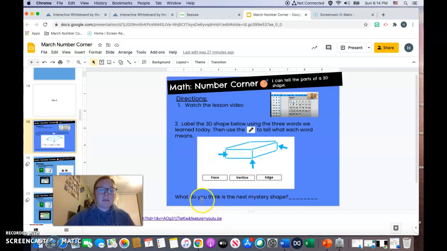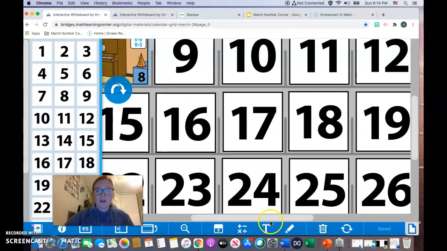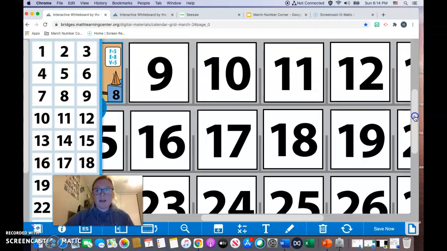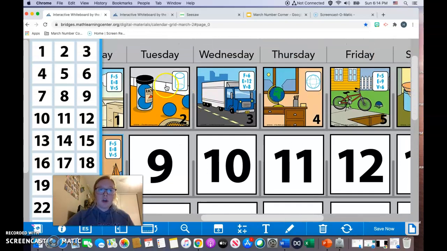Then you are going to make a prediction. What do you think the next mystery shape is? I will show you on our grid. I'm going to go like this. So we know what this one is. So we are going to be looking at this shape right here. This is our next mystery shape that we are going to crack the code on.